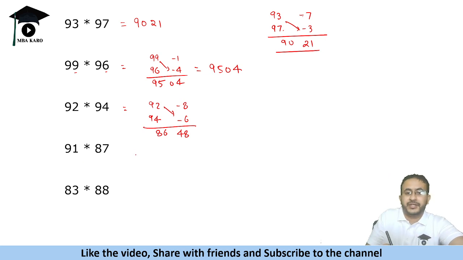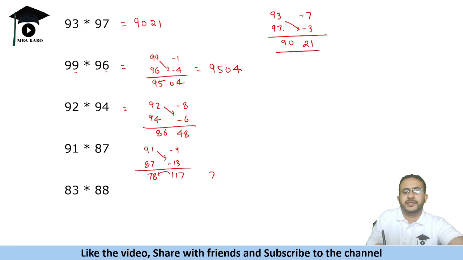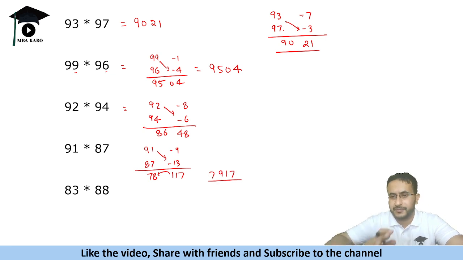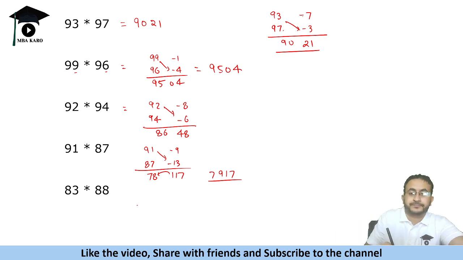Similarly, 91 into 87. 91 and 87: this is minus 9, this is minus 13. 13 into 9 is 117. And when we do the subtraction, we get 78. So we take this carry, it becomes 7917. Now, how fast was that? You are able to do these calculations within 10 seconds without even using a calculator.